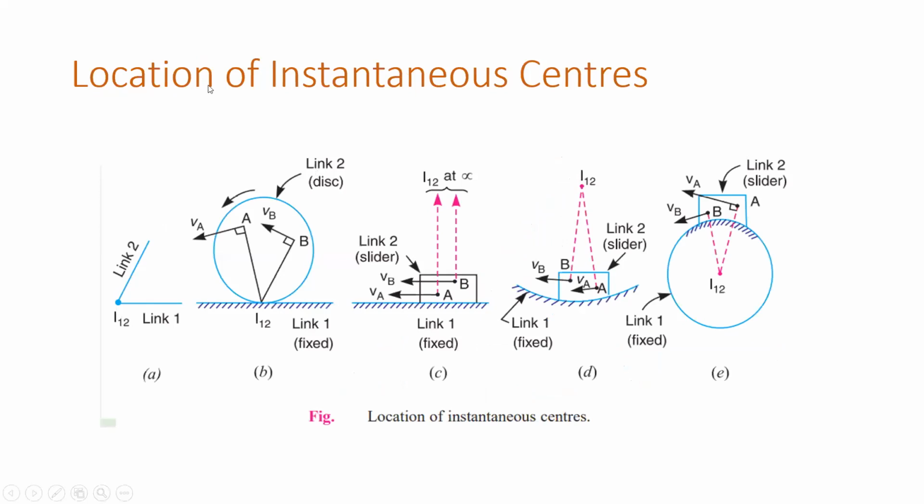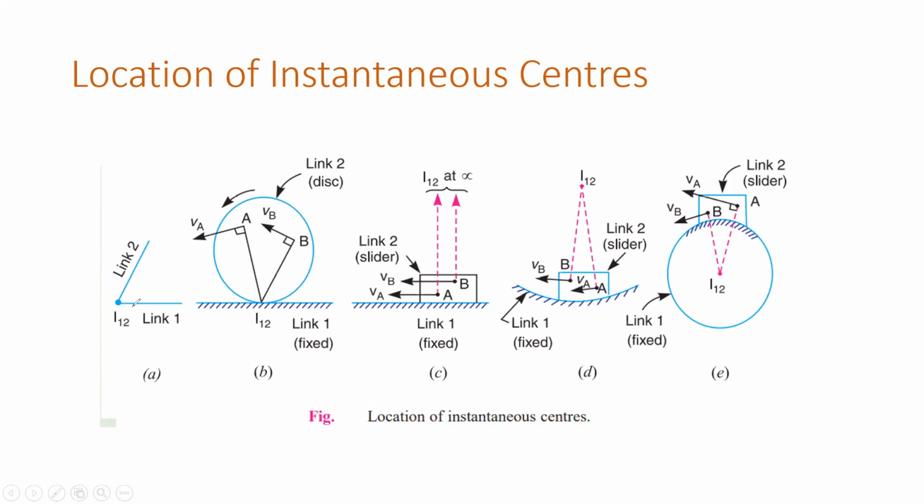Now see the location of instantaneous centers. In certain cases, you will observe two links and you can directly say where the ICR will be. Just by observation it is possible to locate the turning point, the center of rotation, the point where one link is turning with respect to the other link. So these are the very common cases.